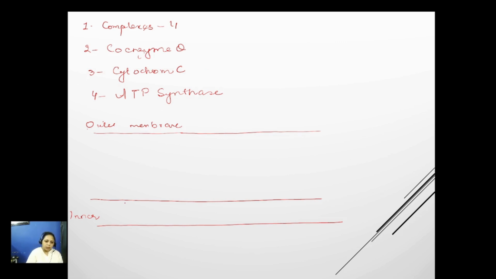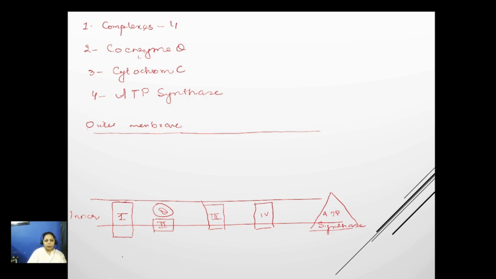So this one is complex one, then complex 2, here coenzyme Q, then complex 3, then complex 4, and then we have ATP synthase. Let's make a different shape of this. ATP synthase. So the proton pump is present as well.